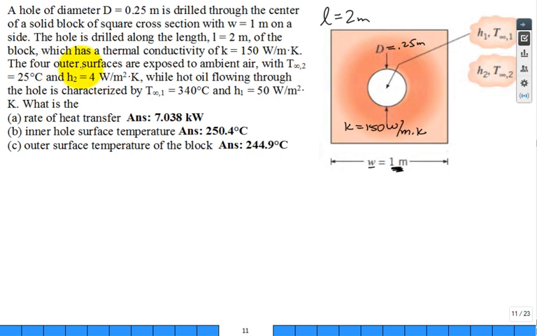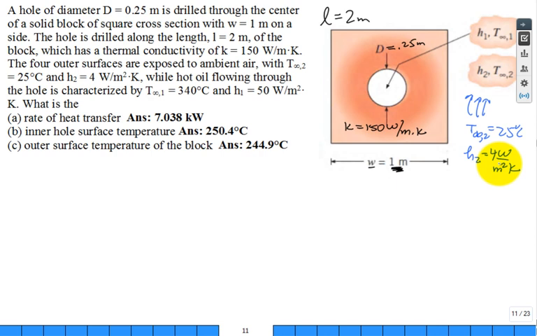The 4 outer surfaces are exposed to ambient air. So out here we have the h2 and the T2 infinity. I'm going to repeat that. T2 infinity is 25 degrees C, and the h2 is 4 watts per meter squared Kelvin. Not very high, it's ambient air. It's not blowing. That's pretty low h.